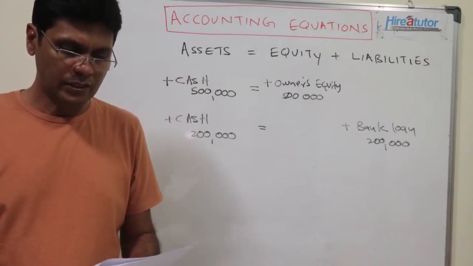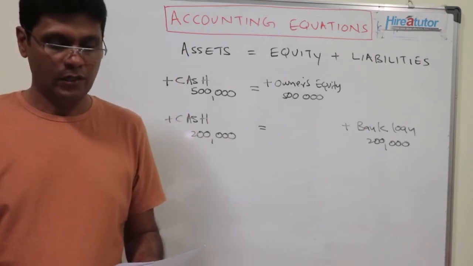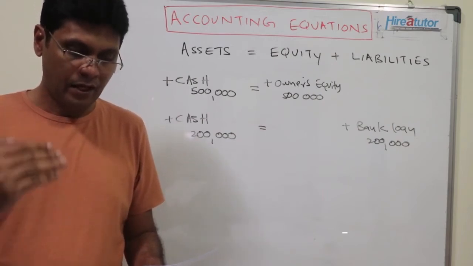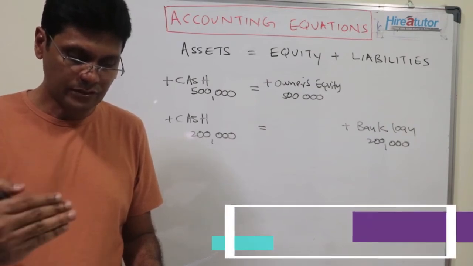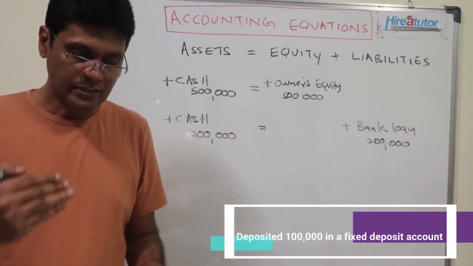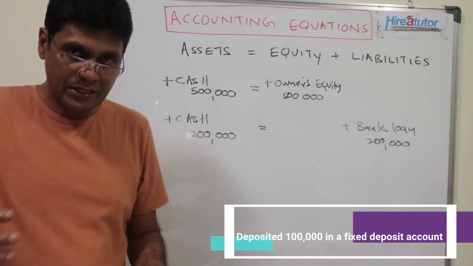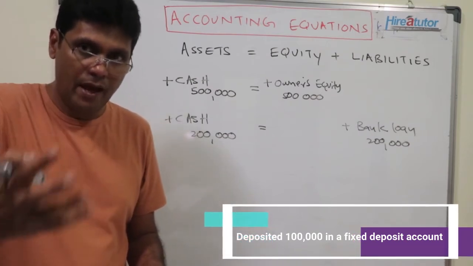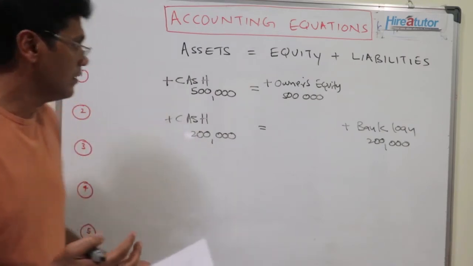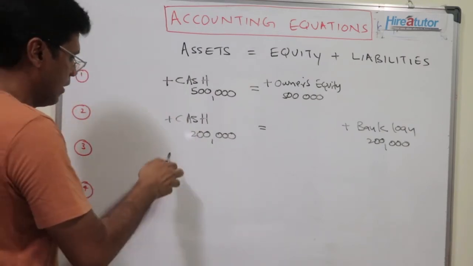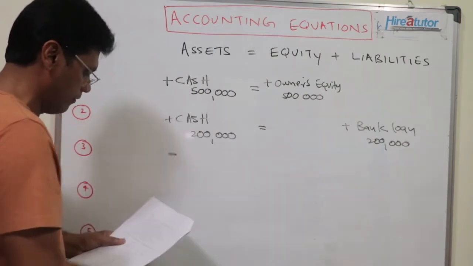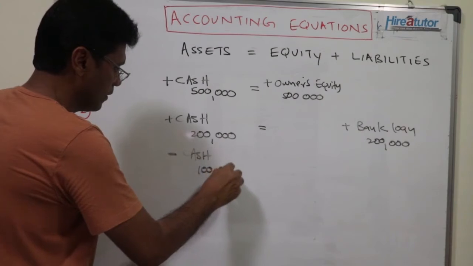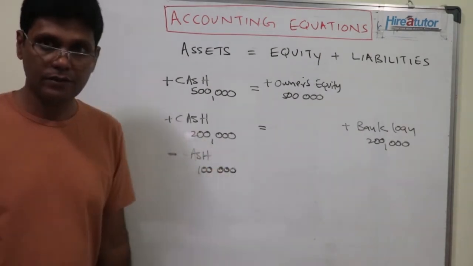Third transaction. Deposited 100,000 in a fixed deposit account. Now here, what has happened? First, you just analyze the dual impact. Deposited 100,000 in a fixed deposit account. The company has taken the cash and invested it in the bank. As a result, the company cash will reduce by 100,000.